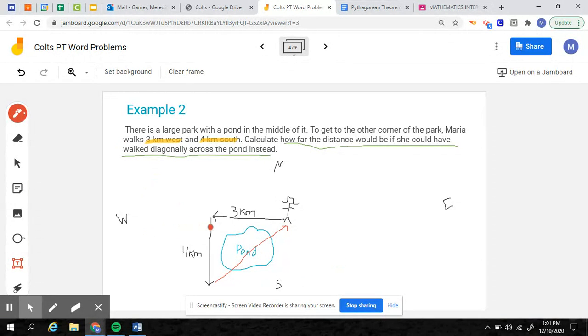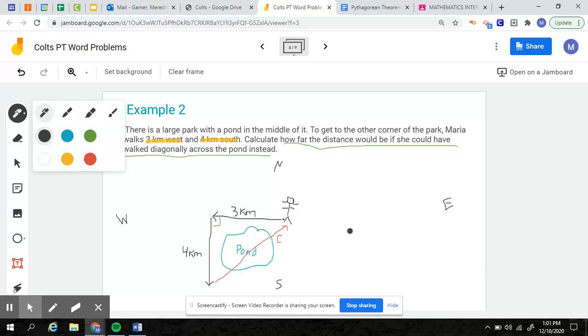So you should see that we have this triangle set up. Here's your right angle up here. So that means we're going to be solving for C, our hypotenuse. Anytime you see the word diagonal, you should think in your mind, I'm probably going to have the hypotenuse. Okay, so this is our situation. Maria starts at one corner. She walks around the pond by going west and then south. And our question is, what would the distance be if she could just go straight across the pond instead?